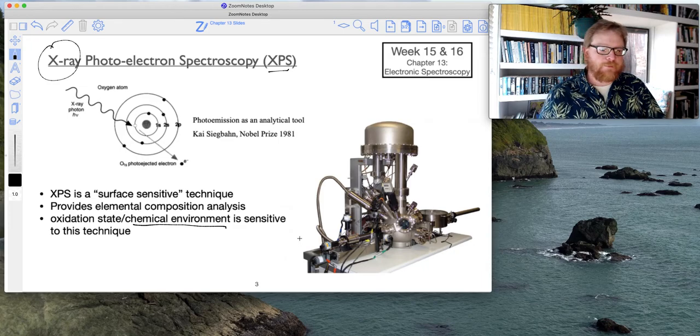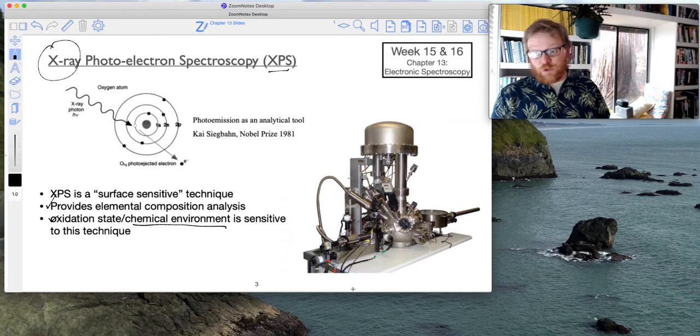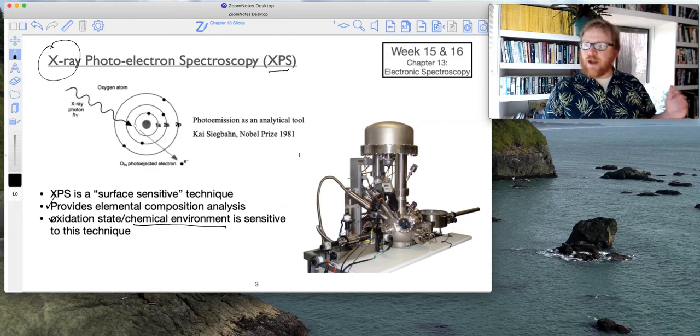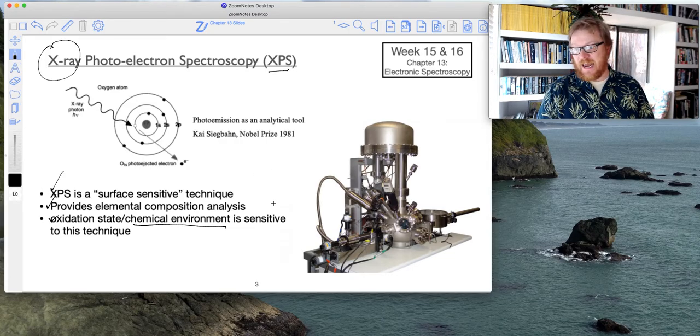which is really cool. And so XPS, as you can see here, so I'm kind of talking about these bullet points backwards. So it provides elemental composition analysis. So like I said, you can do elements or you can do molecules. And either way, what you end up getting is an elemental composition of your sample, all right? And also XPS is a surface sensitive technique.